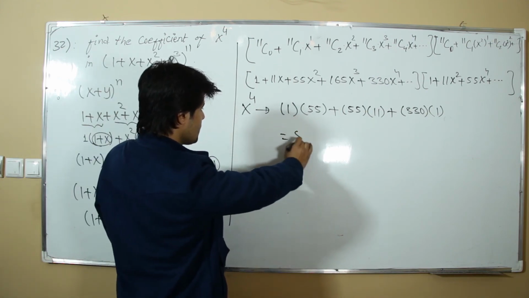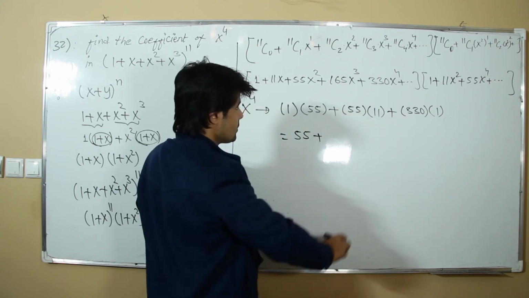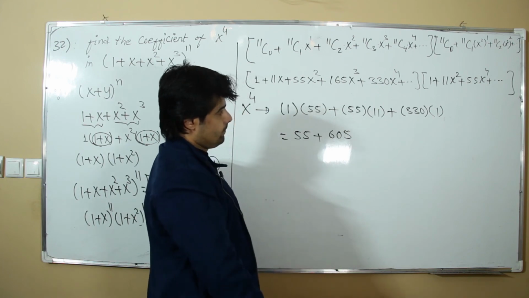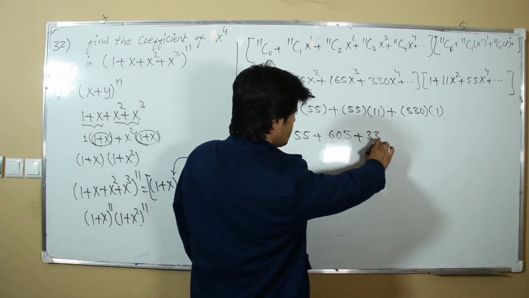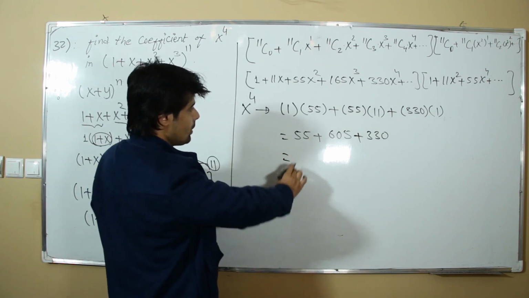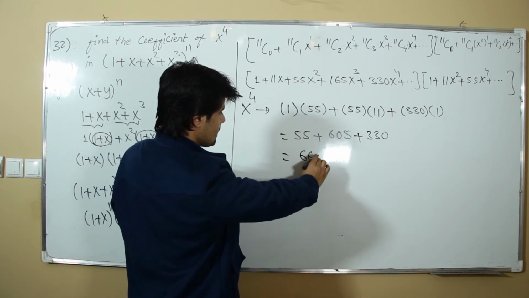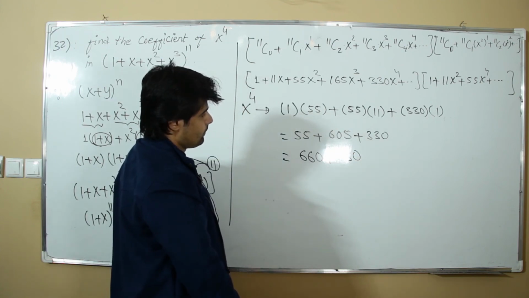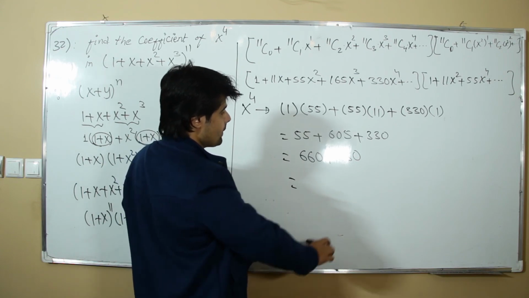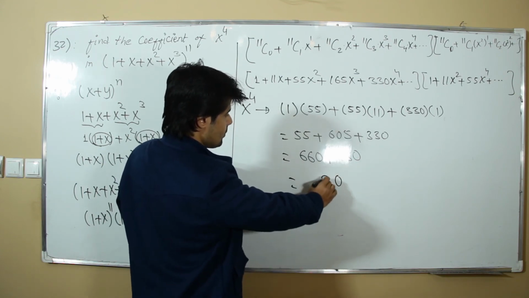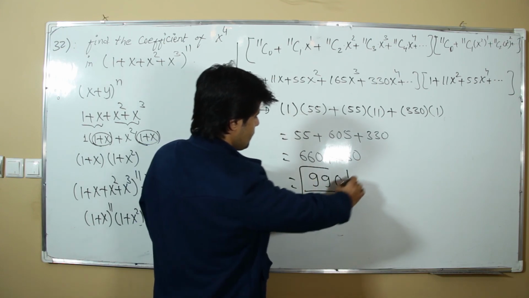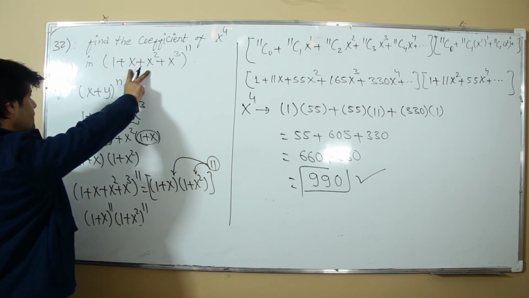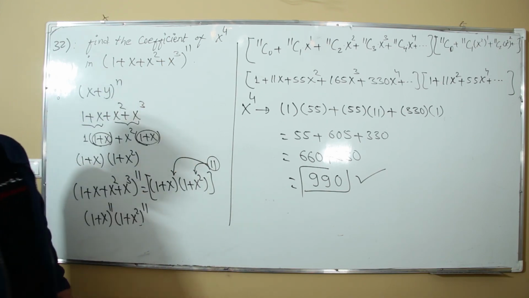1 times this one, it is 55, plus 55 with this one, it is 5, 10, 6. So we have 330. Now this one with this one, it is 660 plus 330. Am I right? Yes. Now this one 0, 9, 9. The coefficient of x to the power 4 in the expansion of this expression is 990.